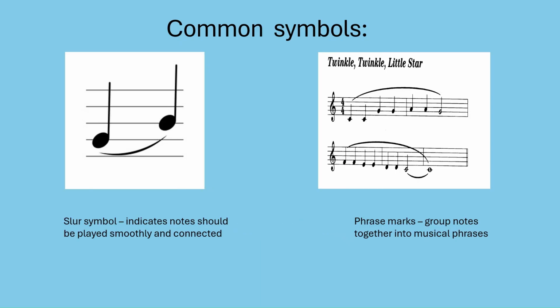A small curved line under a group of usually 2 or 3 notes is a slur, which indicates that notes should be played smoothly and connected. And here's what it would sound like in a real piece of music.